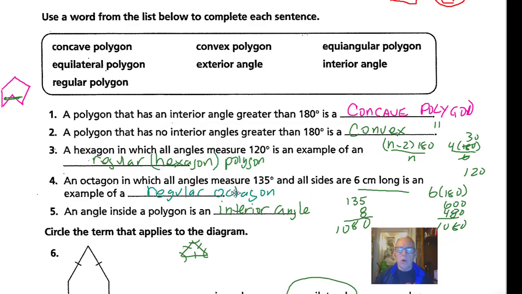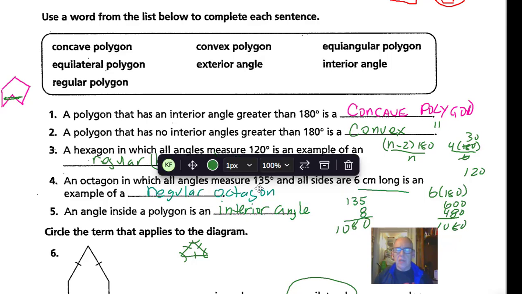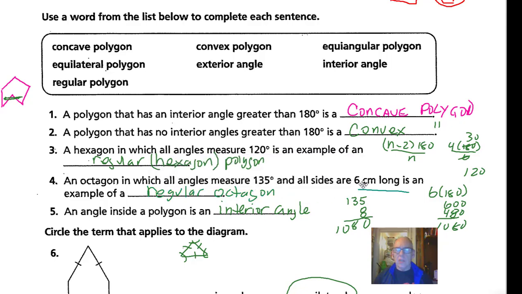An octagon in which all angles measure 135 degrees and all sides are 6 centimeters long. Now this is getting at both ideas. It's got the equal angles and it's got the equal sides, so it's equiangular and equilateral. This is the regular idea. So that's going to be a regular octagon. The best answer for number 3 is that it's an equiangular polygon.